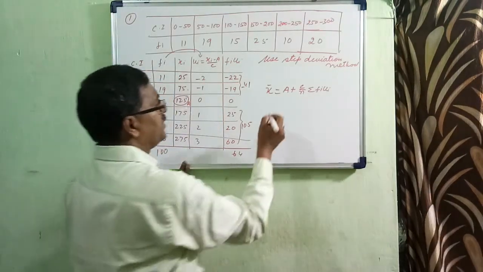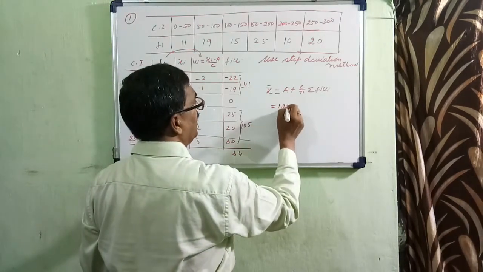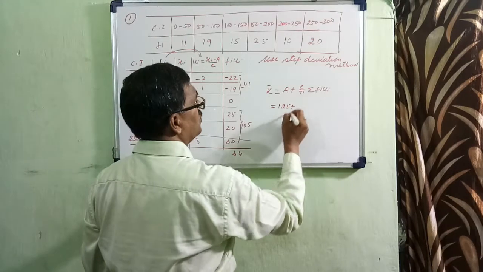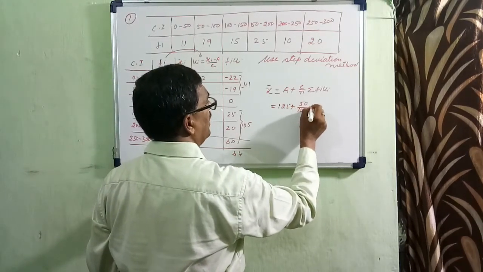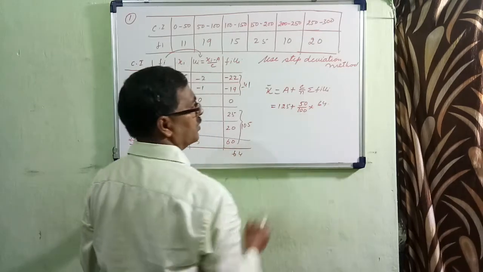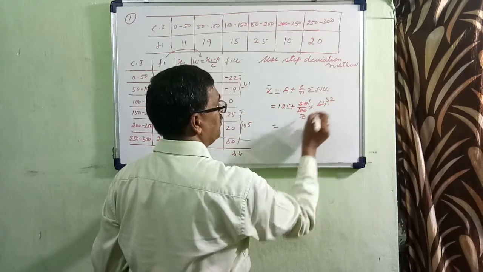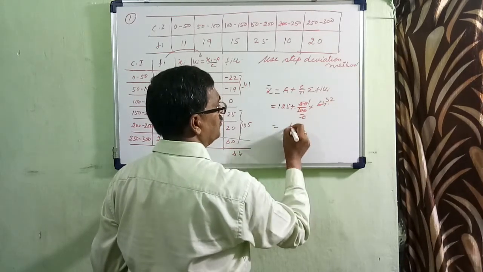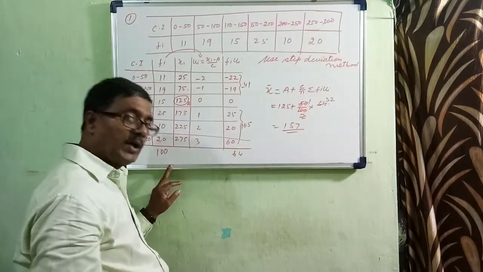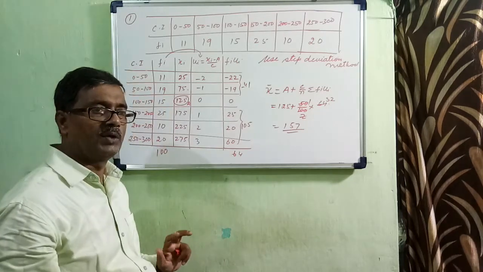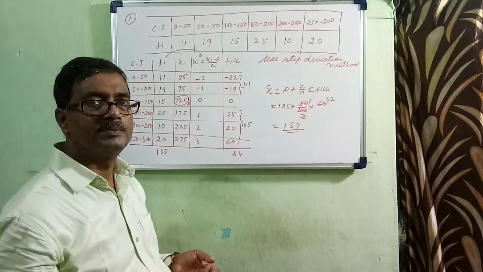And then substitute the values. A is equal to how much? 125, you have taken. C is equal to how much? 50. This is 100, and this is 64. So the answer is 157. You can check whether the same answer comes for the other method or not. If it is so, it means it is okay.